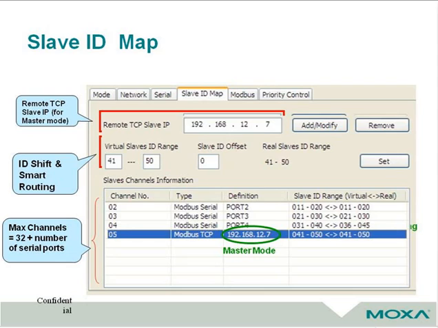Basically, the slave ID map is where you define the slave IDs or IP addresses, depending on the mode you are using. For the slaves, they are connected to the serial port or Ethernet port. I will explain the ID shift and smart routing and remote TCP slave ID in the next few slides.